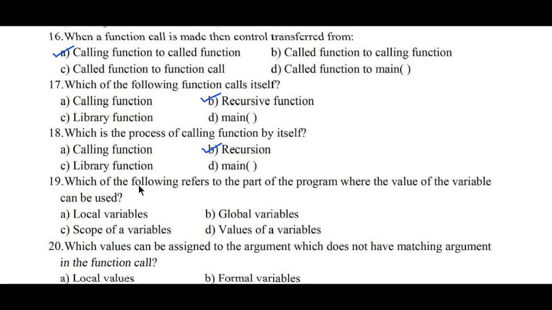Question number 19. Which of the following refers to the part of the program where the value of the variable can be used? Option A, local variables. B, global variables. C, scope of a variable. D, values of a variable. So the part of the program where the value of the variable can be used is option C, scope of a variable, the correct answer.